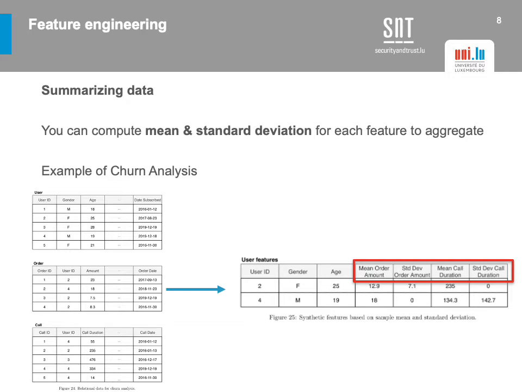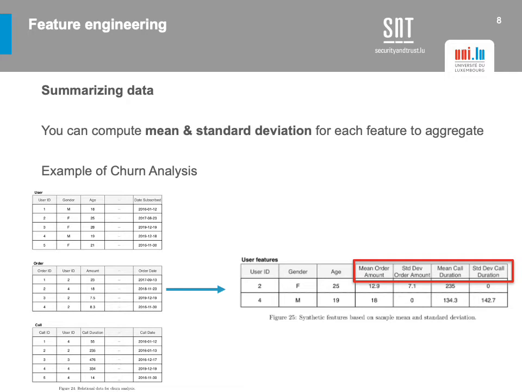This is useful, for example, because the standard deviation may allow us to realize if a customer always makes the same purchase, pays the same amount of money, or if sometimes they make very small orders and sometimes big orders. If it varies a lot, it will be a different analysis, and maybe the model will be able to use that in some way. So if you have to summarize data, keep in mind to use the mean and the standard deviation for each feature to aggregate.